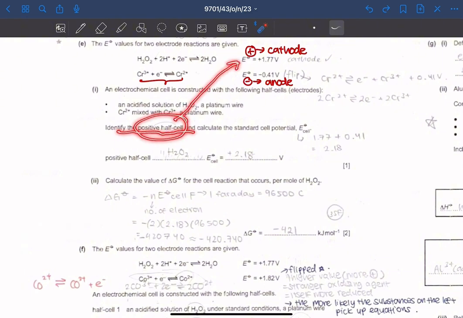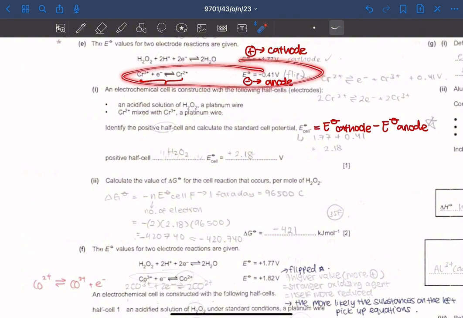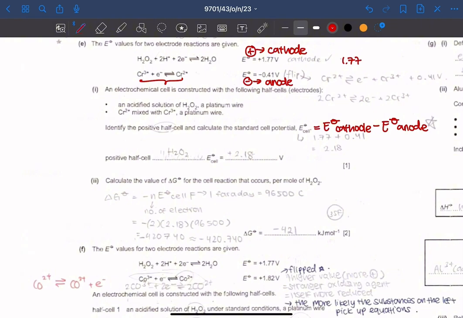The positive half cell we just identified is the first equation. So we could assume that the positive half cell is H2O2 and calculate the standard cell potential. We can calculate the standard cell potential by, I memorize it by, E naught of the cathode minus the E naught of the anode. So positive 1.77 minus, when you flip this equation, the negative 0.41 actually turns into positive 0.41 V. So you could either do 1.77 plus 0.41, or you could do E cathode is 1.77 minus the unflipped anode, which is negative 0.41. So 1.77 plus 0.41 is positive 2.18 V.